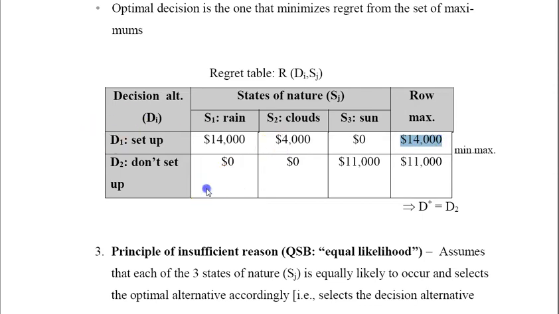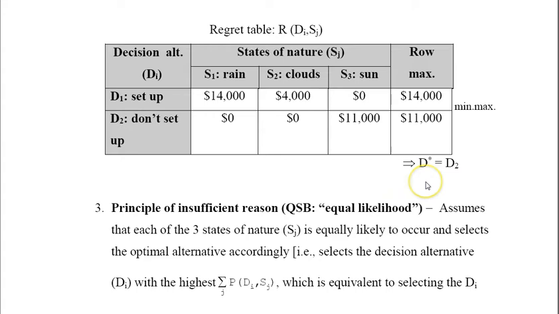If my decision is do not set up, I regret nothing here, but I regret 11,000 here. So my regret would be 11,000 here. So if I decide to set up, my worst case would be to regret $14,000, while if I do not set up, my worst scenario is to regret $11,000. I want to minimize that regret, so I pick the decision that corresponds to the minimum of these two values, which is to minimize my maximum regret. Okay, in this case, do not set up.